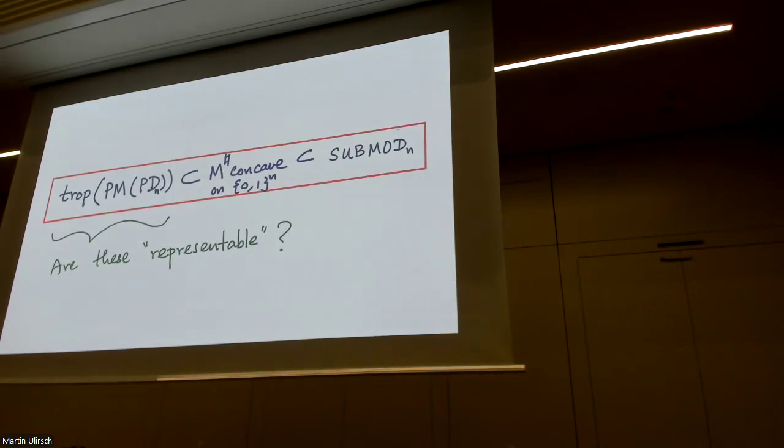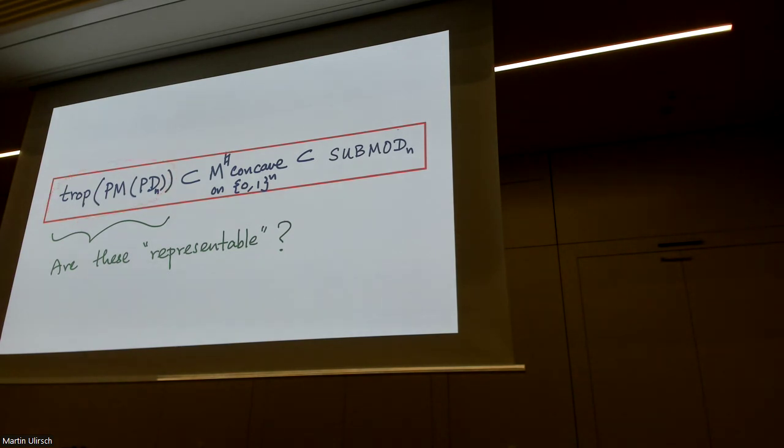All right, so now a summary. What we know is that the tropicalization of principal minors of positive definite matrices lives inside the M-natural concave functions, which in turn live inside the submodular functions, right? Because this inclusion is known to be strict by a dimension count. Submodular functions are a full dimensional object, and M-concave functions are not full dimensional. It's well known. How about this one?